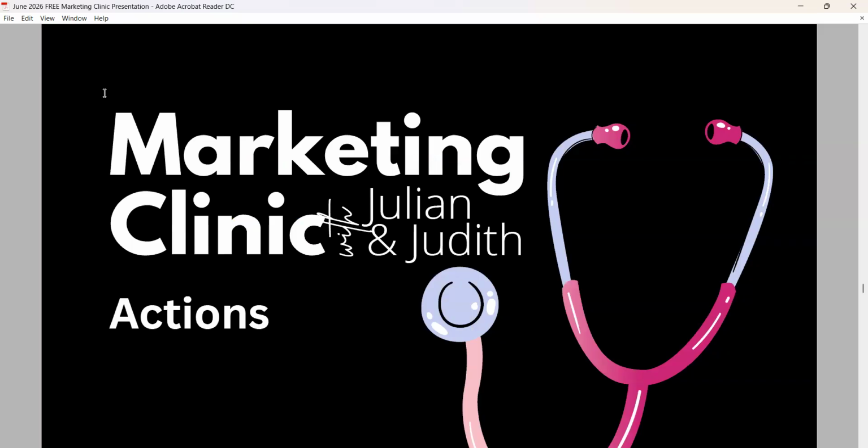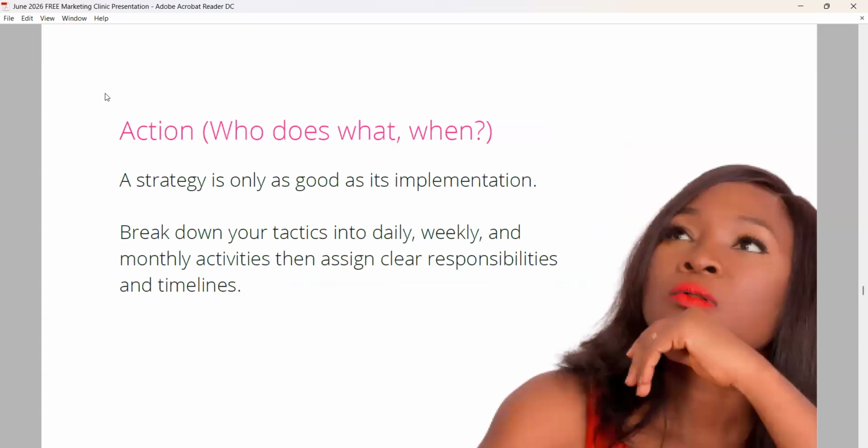Now let's move to action. Your action is about who does what and when. A strategy is as good as when it's being implemented. You can have a strategy even if it's 3,000 pages and you are not opening it, you are not acting on it, you are not using what you have written there to run your business. It's a waste of time, a waste of money, waste of energy. So break down your tactics into daily, weekly, monthly activities, then assign clear responsibilities and timelines.